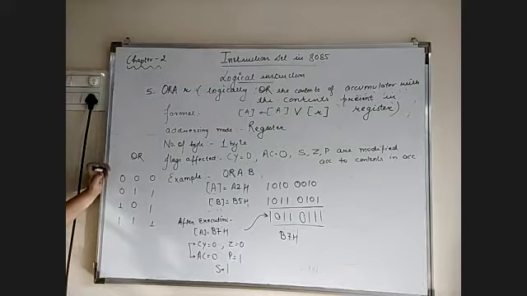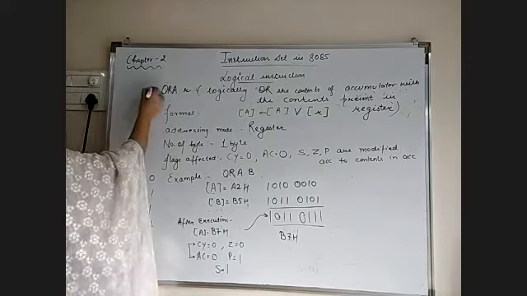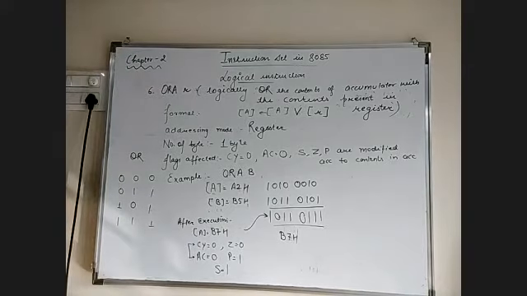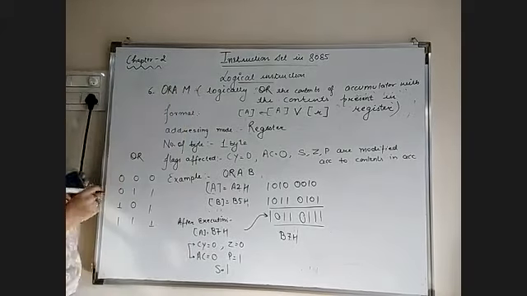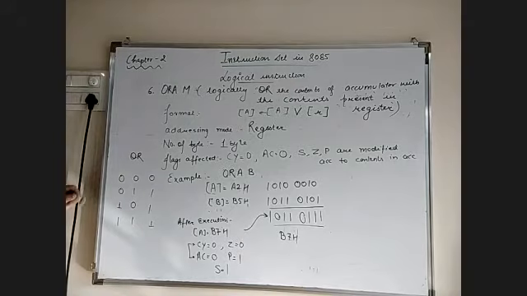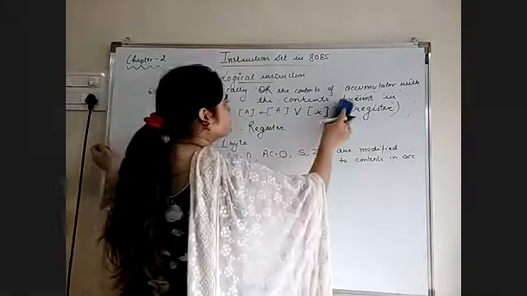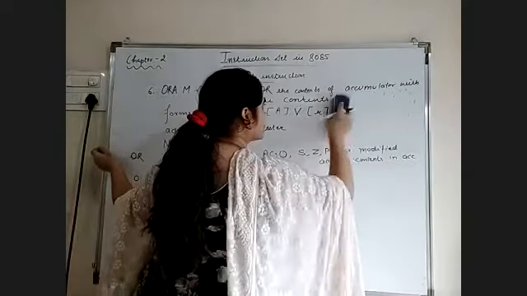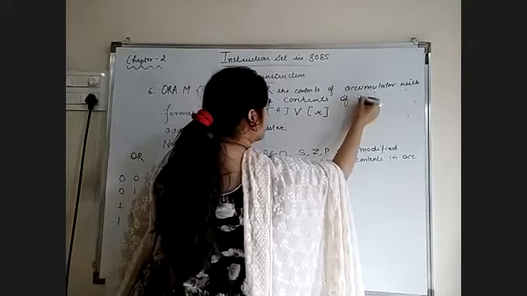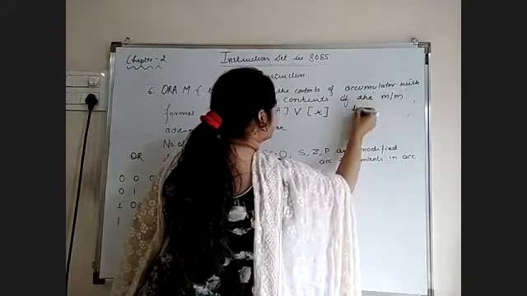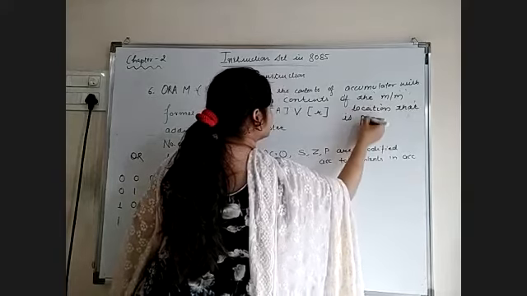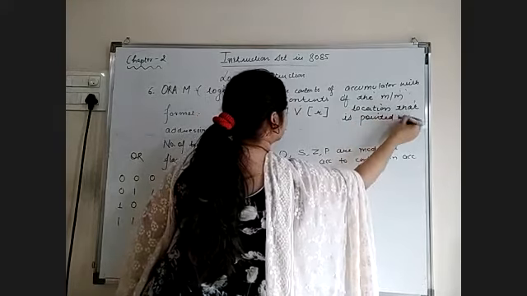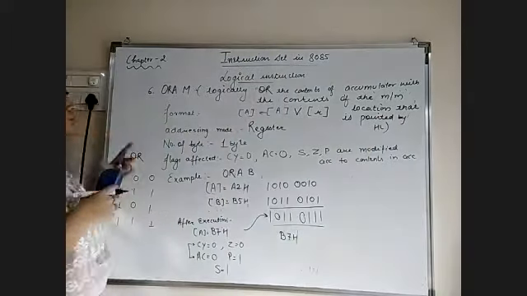Okay, so this is about ORAB. Now the next instruction, if you have any doubt then you can ask in between. Okay, next instruction we have is ORAM. This instruction means logically OR the contents of the accumulator with the contents of the memory location that is pointed by the HL pair. So this is the meaning of instruction ORAM.